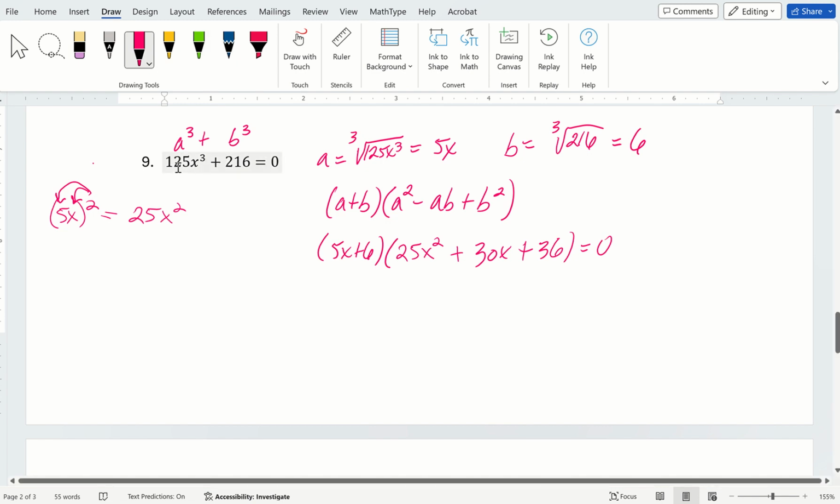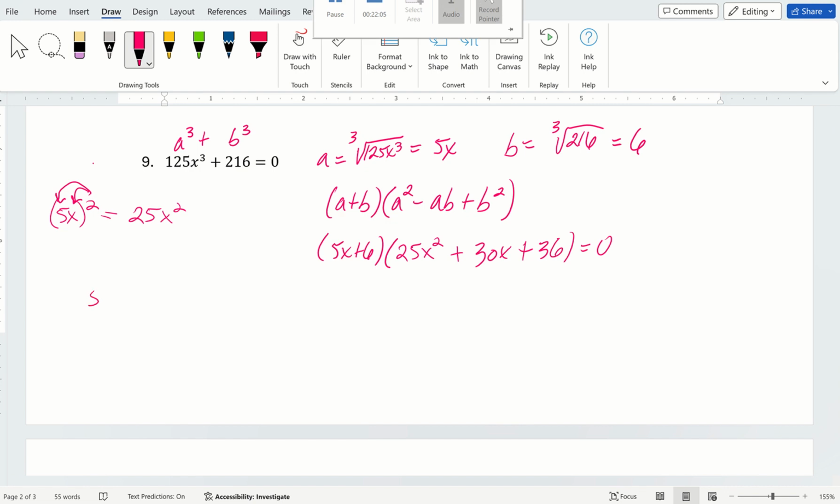Now, with these sum and difference of perfect cubes, you're going to get a quadratic here. I haven't found a case yet where one of these quadratics we can factor with rational numbers. And so we're just going to use the quadratic formula to solve that. So we're going to use the zero product property and say 5x plus 6 equals 0. Here I'm going to subtract 6 on both sides. I'm left with 5x equals negative 6. So x is equal to negative 6 over 5.